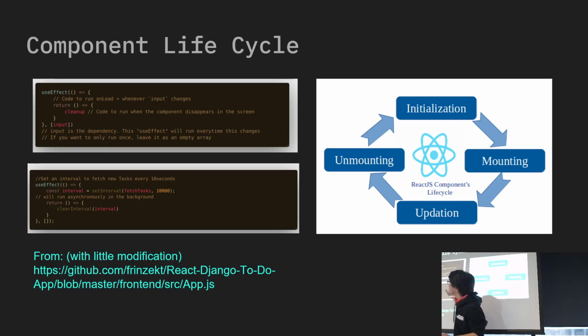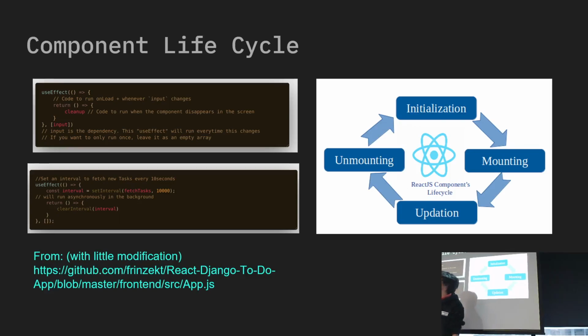This example uses the JavaScript interval to fetch new tasks every 10 seconds. So I have interval is equal to setInterval, then my function to fetch the tasks and also refresh the state. And then 10,000 is in milliseconds, to just run this particular function every 10 seconds. So it's all good and well.